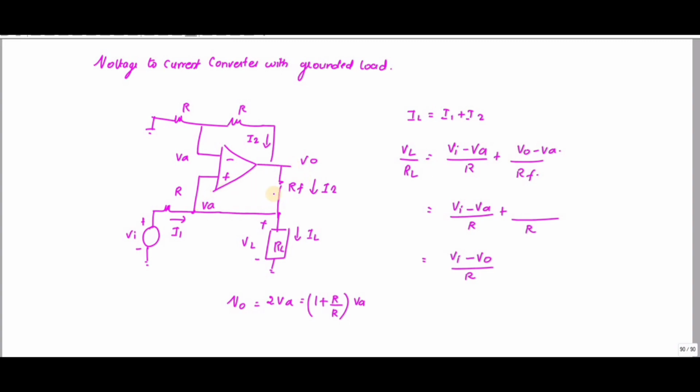V0 minus VA divided by RF. And here I2 is in this direction, so I can write V0 minus VA divided by R. So I can write VI plus V0 minus 2 VA is equal to VL by R.